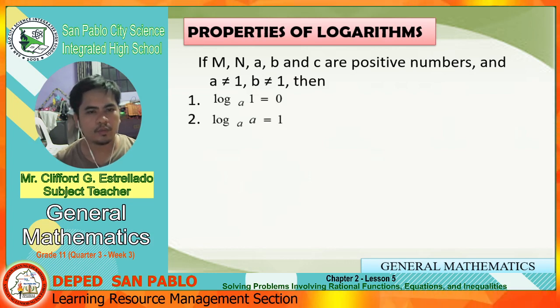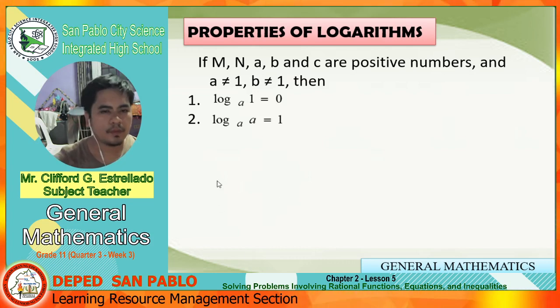Next, number 2: logarithm of a with the base a is equal to 1. So if the base and the value in our logarithm are the same, it is equal to 1.